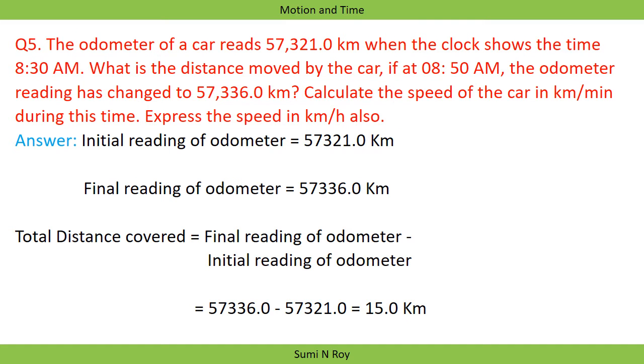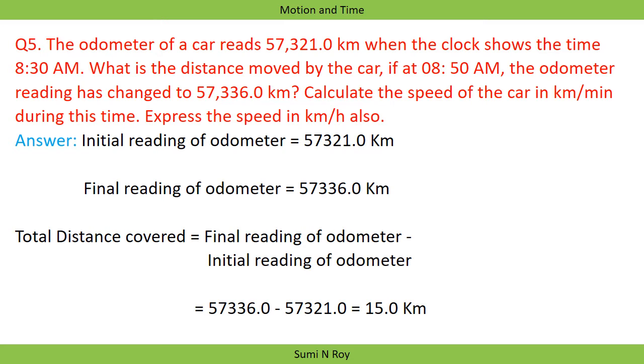The next question is, the odometer of a car reads 57,321 km when the clock shows the time 8:30 am. What is the distance moved by the car if at 8:50 am the odometer reading has changed to 57,336 km? Calculate the speed of the car in kilometer per minute during this time. Express the speed in kilometer per hour also.